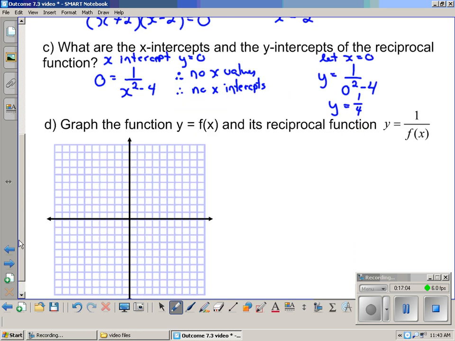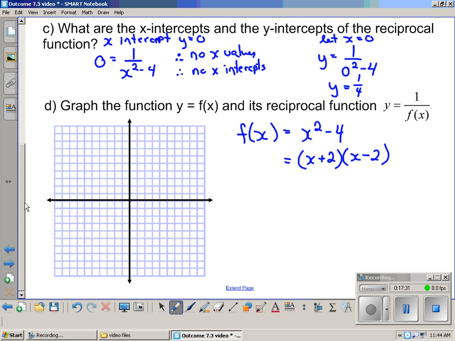Graph function y equals f of x and its reciprocal function. Okay, so if we are graphing y equals f of x, it is the function x squared minus 4. So it's a quadratic function. I can find the two x-intercepts of this function. In fact, we did that earlier, of x plus 2 and x minus 2. So on my graph, this means that it's going to cross at negative 2 and positive 2. My vertex, this is also in vertex form, so my vertex would be 0 and negative 4. So here's my vertex. It's opening up. So my graph of f of x would look like this.